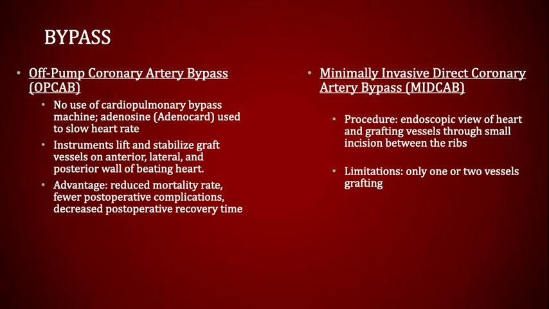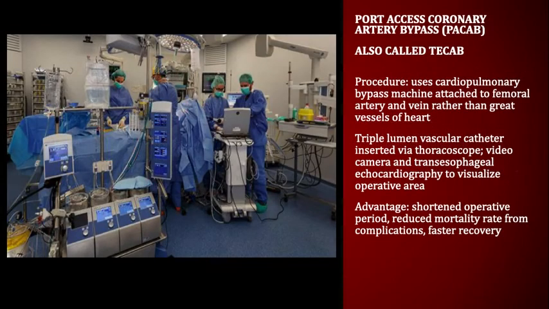Now, there are a couple of different ways they go about bypass surgery. You have off-pump coronary artery bypass, or what's called a minimally invasive direct coronary artery bypass. So here are a couple of alternatives to the traditional CABG procedure. A port access coronary artery bypass is just another alternative to a traditional bypass surgery. The type of bypass surgery the client has is just going to be up to the physician and the criteria that the client meets, as well as the facility and what's available. So all patients are treated individually as to what type of procedure they need when it comes to bypass surgery.